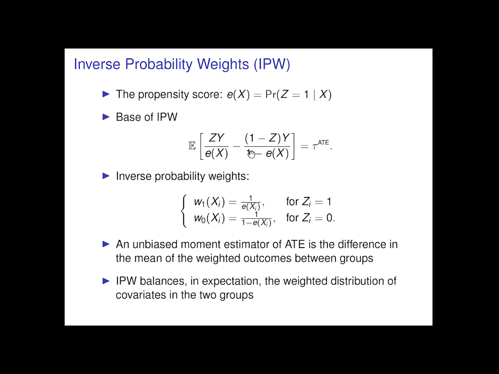Because of this equation, an unbiased moment estimator is just the difference of the weighted averages of the outcome between the treated group and the control group. Then you get the ATE. Okay, that's all very standard.